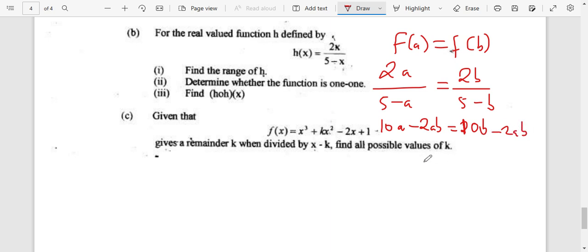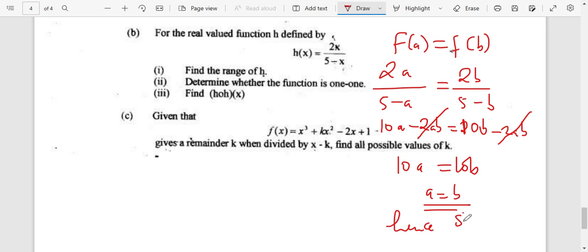Let me take like terms to the same side. What are our like terms here? Negative 2ab and negative 2ab, if they go to the same side, they'll cancel. So I'm going to remain with 10a is equal to 10b. Divide both sides by 10, a is equal to b. So hence function f of x is 1 to 1.